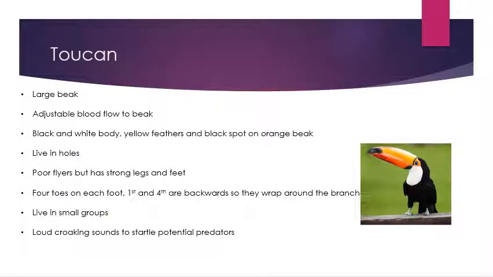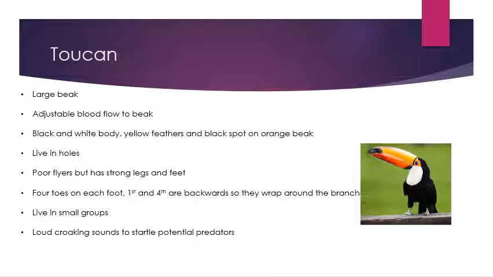Toucans have a large beak, which allows them to grasp fruit and insects. They are able to adjust the blood flow into the beak. This helps them to regulate their temperature and not overheat. They have a black and white body, yellow feathers, and a black spot on an orange beak. This actually helps them to blend into the canopy.